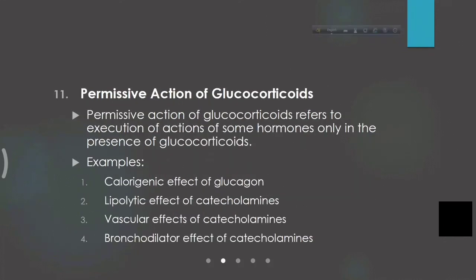Permissive action of glucocorticoids. This is a very important point. Permissive action of glucocorticoids refers to execution of action of some hormones only in the presence of glucocorticoids. The calorigenic effect of glucagon, the lipolytic effect of catecholamines, the vasoconstrictor effect of the catecholamines, the dilator effect of catecholamines. All of these depend on the presence and activity of glucocorticoids, especially cortisol. Without cortisol, these effects of catecholamines and glucagon would not be carried out.